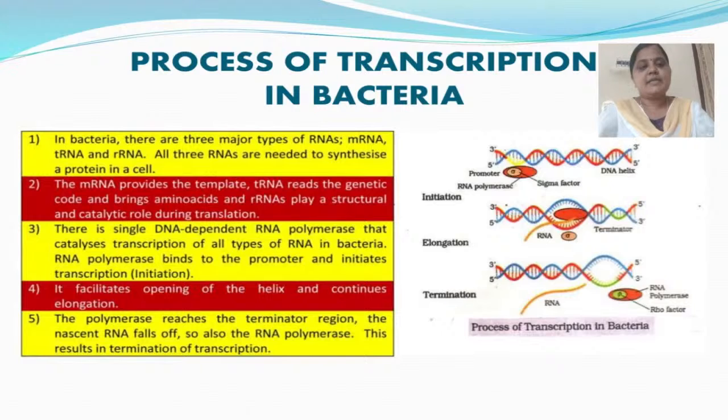All three RNAs are needed to synthesize a protein in a cell. mRNA provides the template. tRNA reads the genetic code and brings amino acids. And rRNA plays a structural and catalytic role during translation.